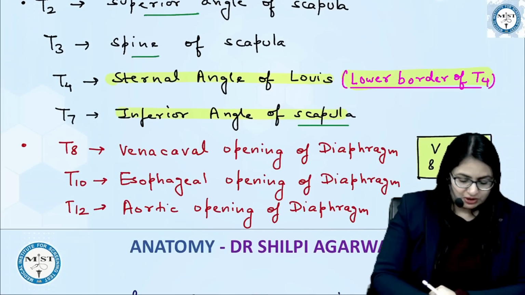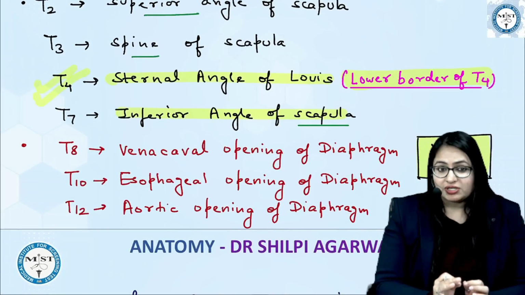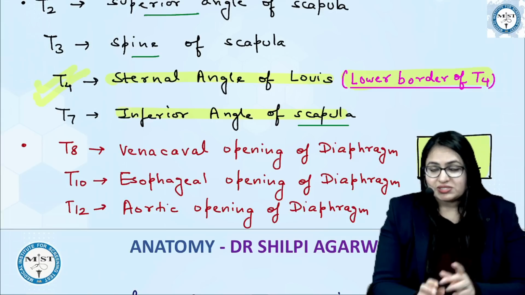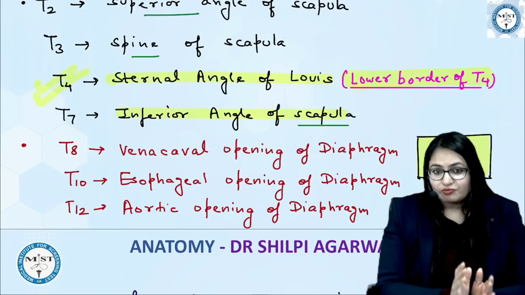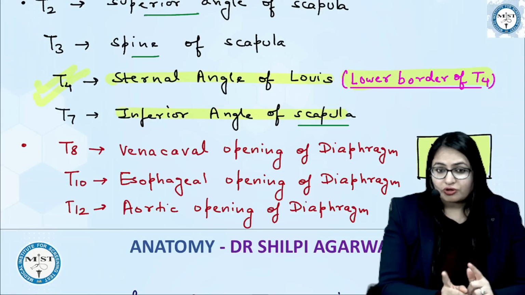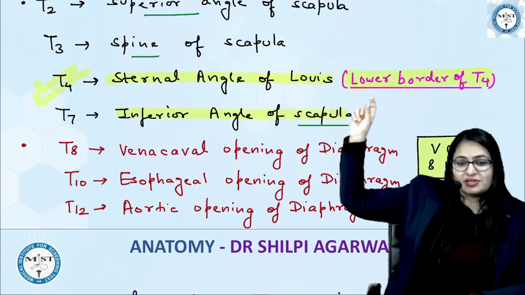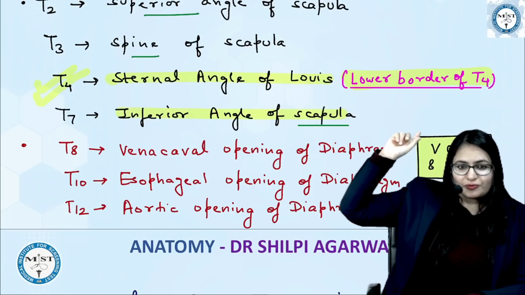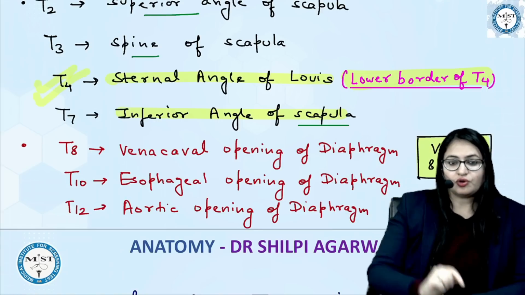Then T4. The T4 is a very, very important vertebral level, which is for the sternal angle of Louis. What is the complete name? Sternal angle of Louis in the sternum. This is at what level? T4, specifically the lower border of T4. So when you say sternal angle of Louis, by Louis you remember lower. Louis, lower border of T4. So this is another level which is very, very important. These 2 are very, very important to memorize.